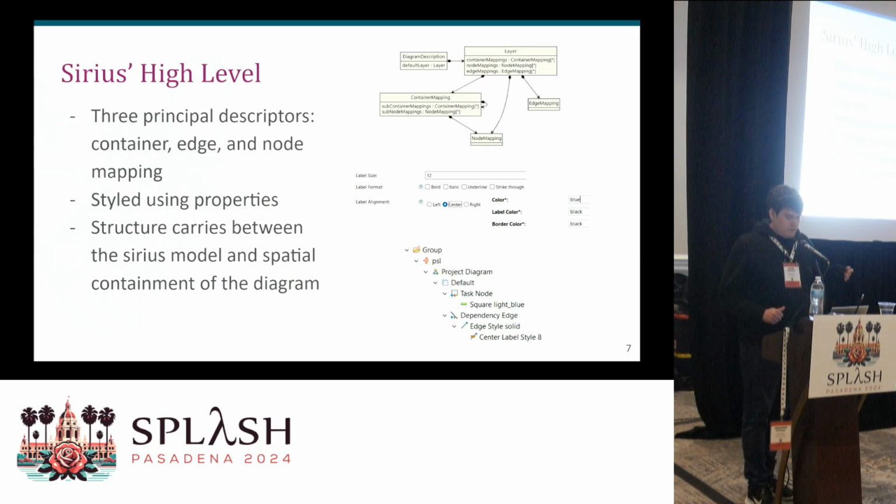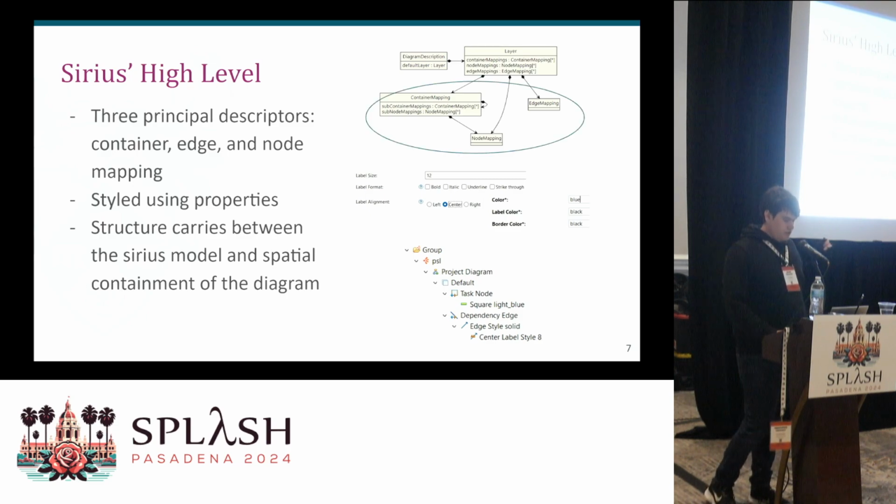So at a high level, Sirius is made up of three main concepts. These are the container, edge, and node mapping. These are contained often within the layer and the diagram. We're going to ignore them mainly for most of this talk. These can be contained within each other, so a container can contain other containers and nodes.